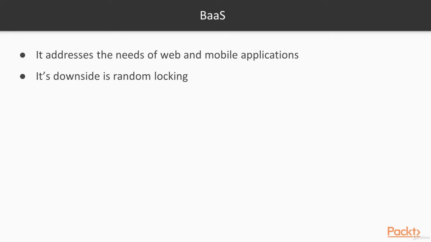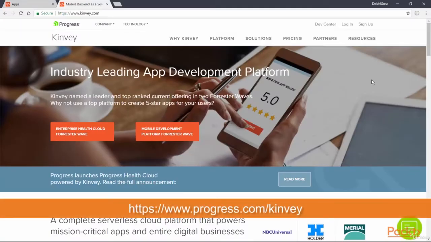In this tutorial, I'm going to show you the sample application of a real app called To-Do List. In this app, we will use Kinvey as a service. So it's time to demo. First of all, we have to take a look at the Kinvey webpage. Here is the Kinvey BaaS service webpage.